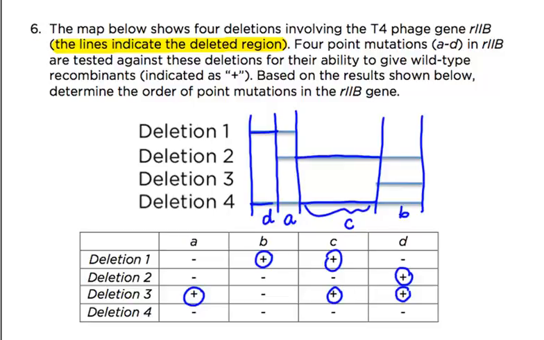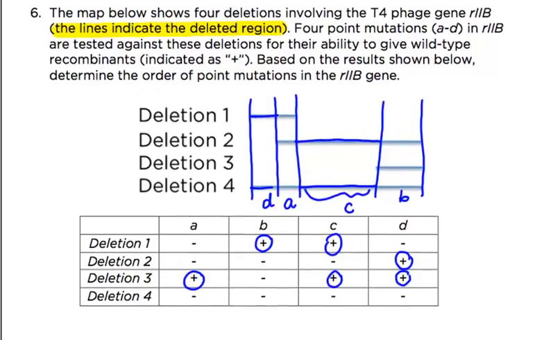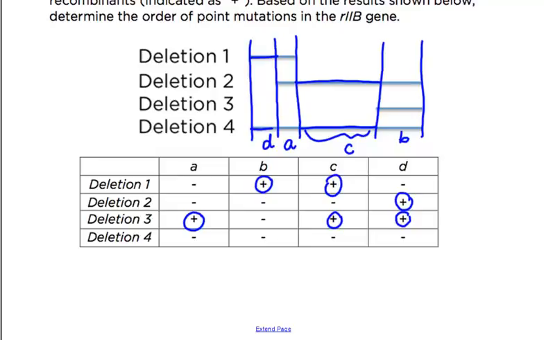So based on these results, the order of point mutations in the R2B gene is going to be D, A, C, B.